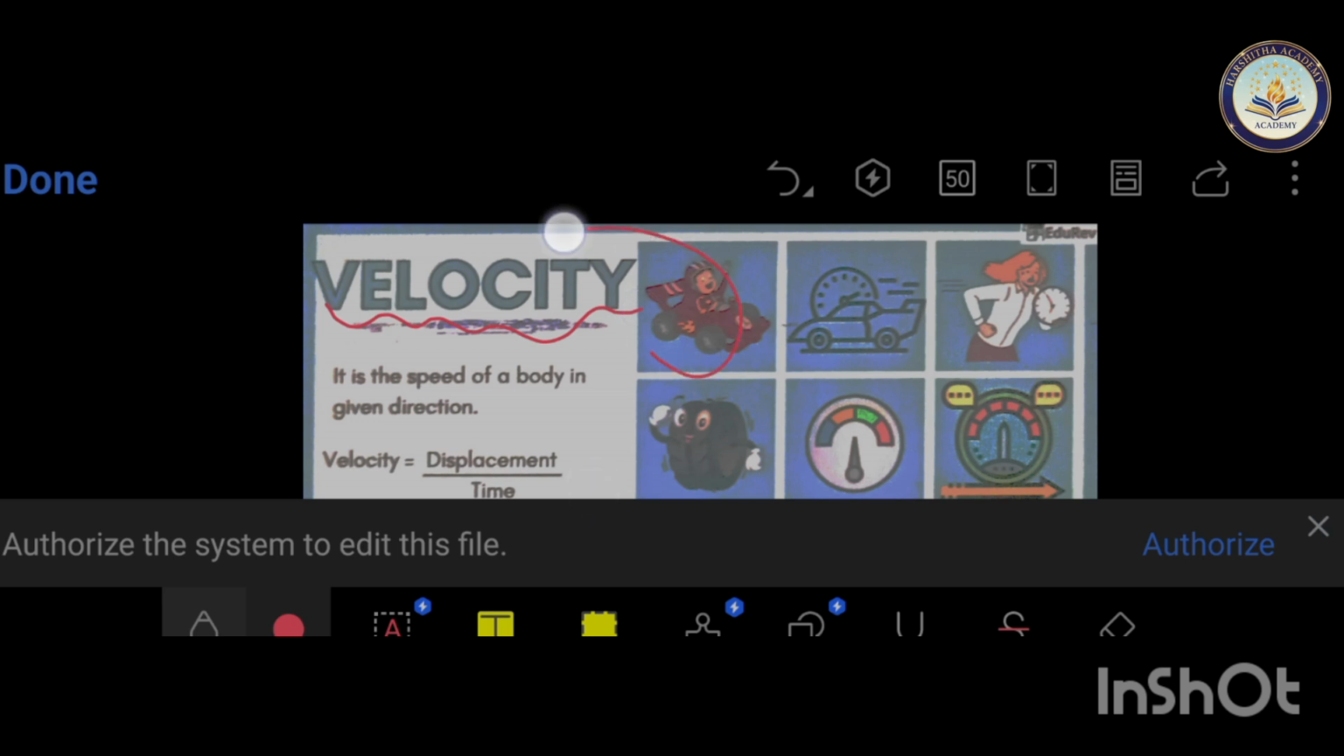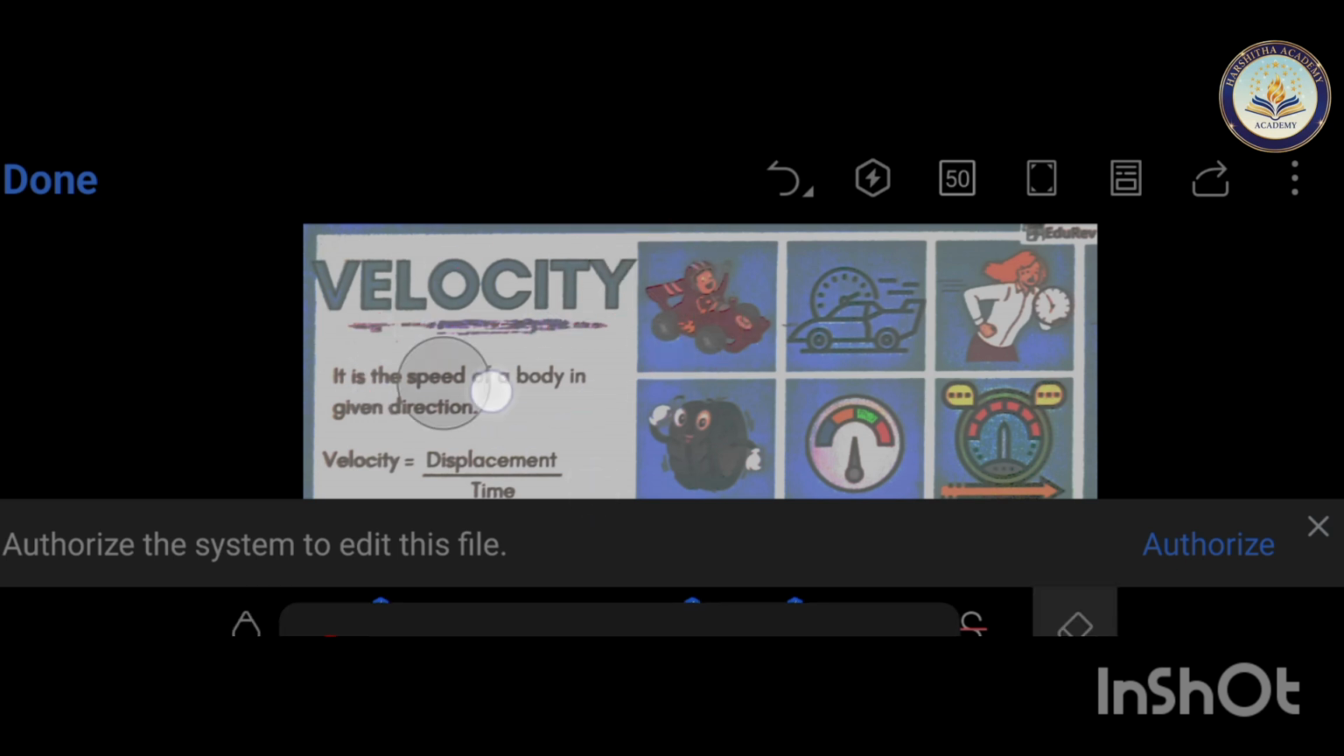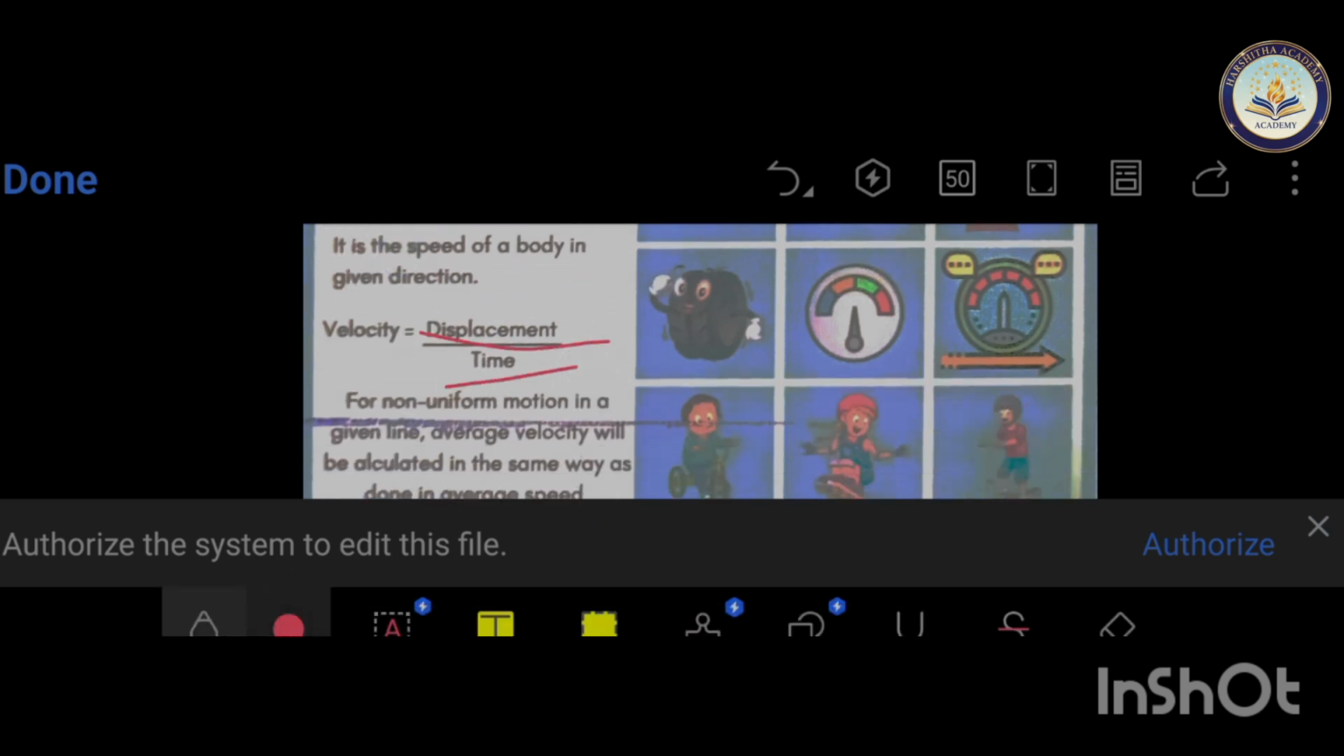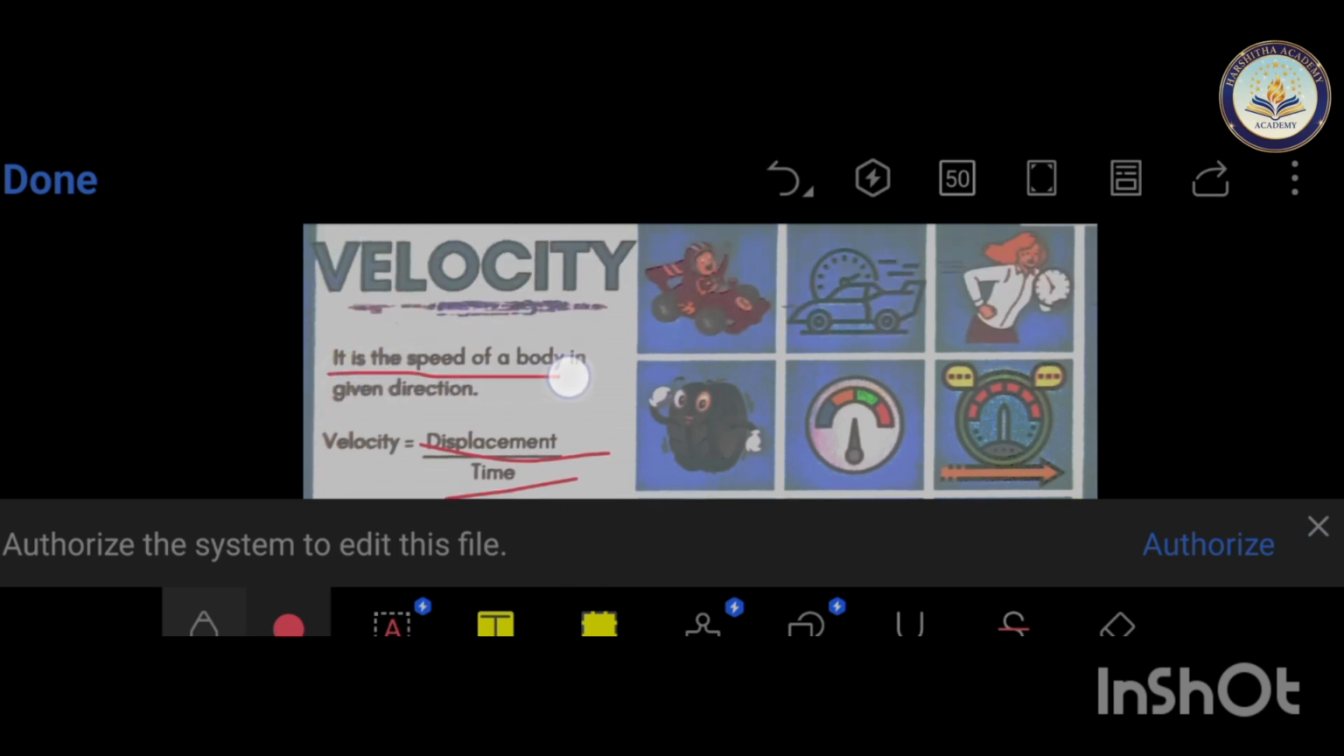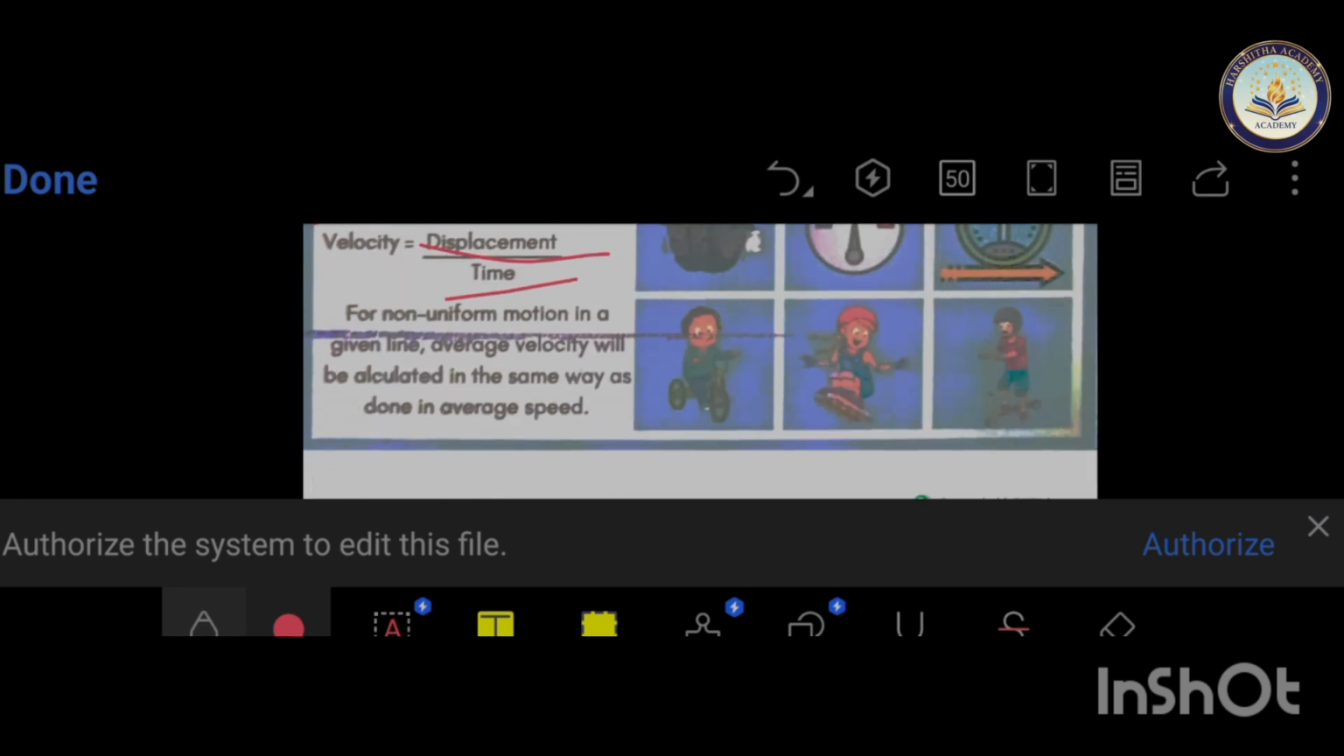What is velocity is an important topic you have to know. If you have an idea about velocity, you can understand acceleration easily. What is velocity? It means displacement by time. It is the speed of a body in a given direction, simply speed with direction. We call it velocity. It considers direction, so it is a vector quantity, whereas speed is a scalar quantity.